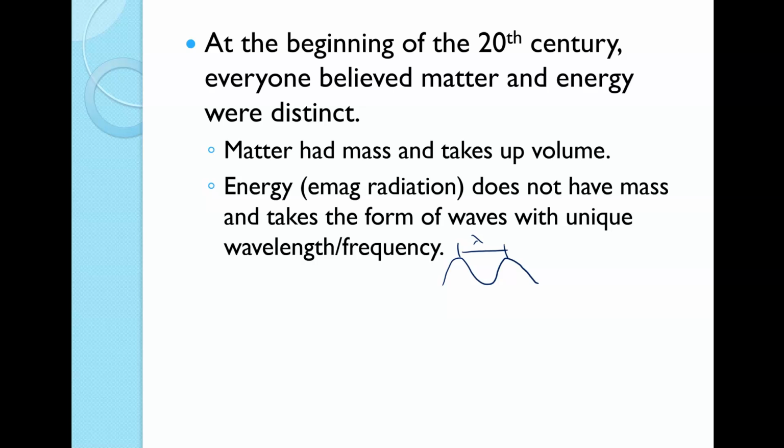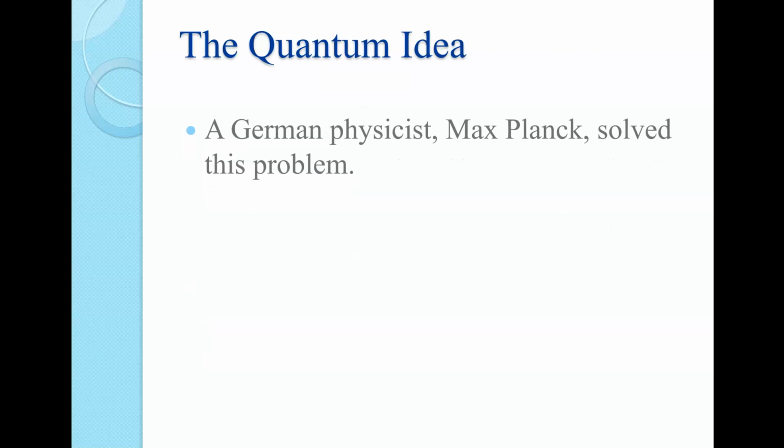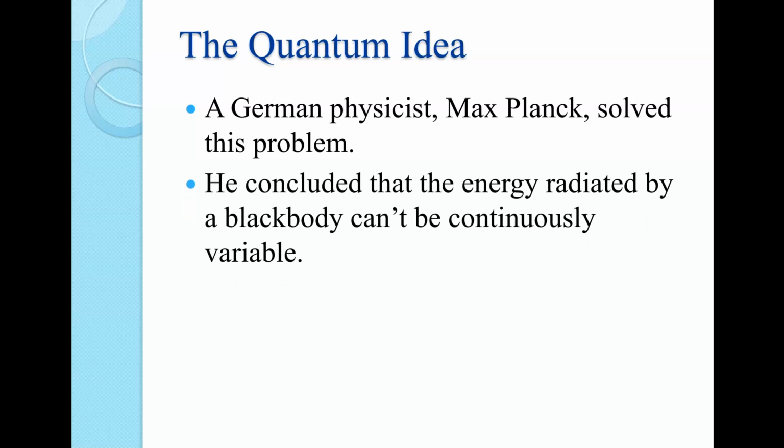The problem is, they were starting to run into some ideas, experiments with something called black body radiation and the photoelectric effect. And those two things kind of blew that idea out of the water. So, let me explain what those are. So, talking about the idea of quantum, a guy named Max Planck solved the problem. He was looking specifically at black body radiation.